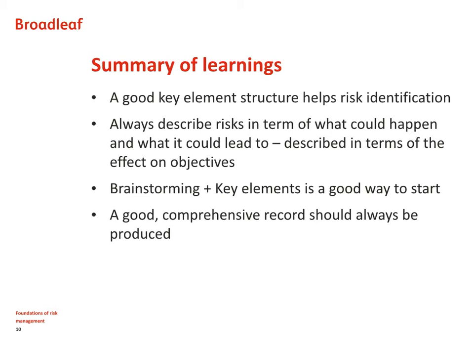So in this module we've learnt that the foundation for good risk identification, for good risk discovery, is a good key element structure. We should always describe risks in terms of what could happen and what it could lead to, particularly if what it could lead to has an effect on our objectives. Brainstorming, providing that we have a key element system to structure it, is a good way to start discovering risks. And whatever method we use, we should always retain a good comprehensive record.